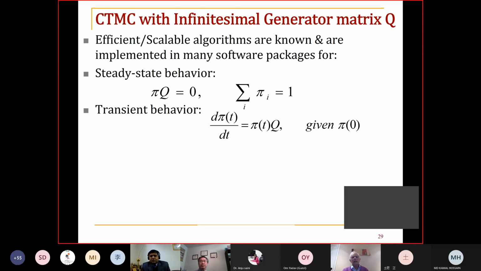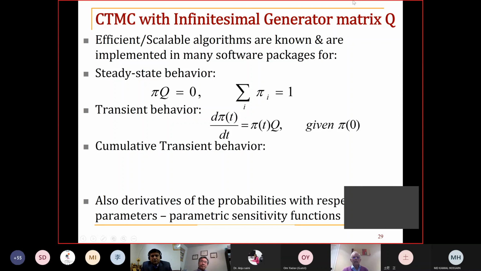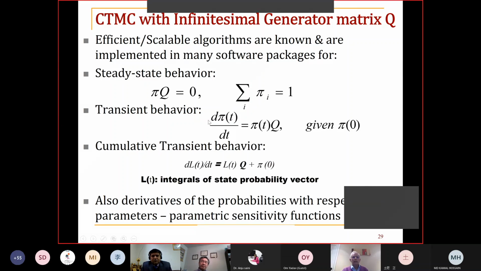Transient behavior is obtained by solving this Kolmogorov differential equation. This is the ordinary differential equation initial value problem. And once again, we know how to solve such models for tens of millions of states. Cumulative transient behavior, less known, can be obtained by solving dL/dt = LQ + π(0), where the Ls are integrals of the state probability vector. And derivatives of these can also be computed to find parametric sensitivity functions.